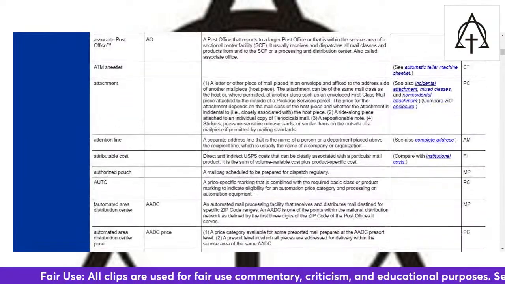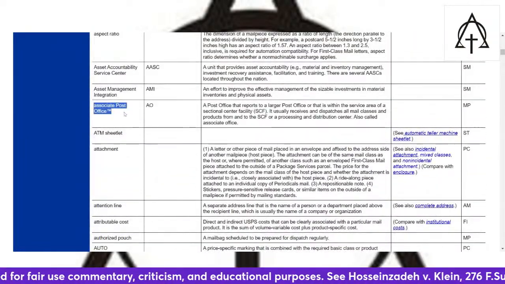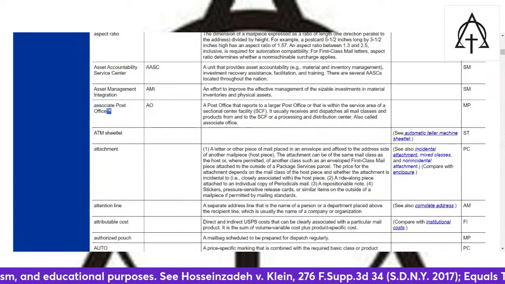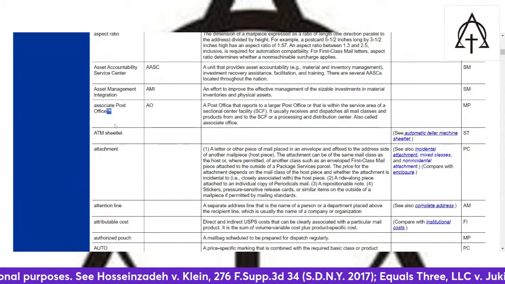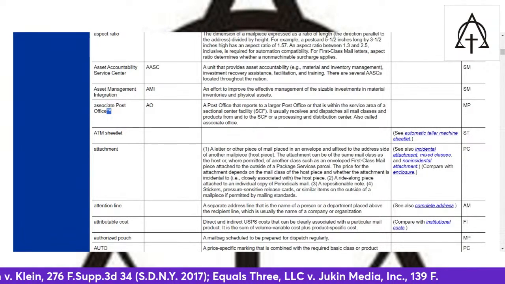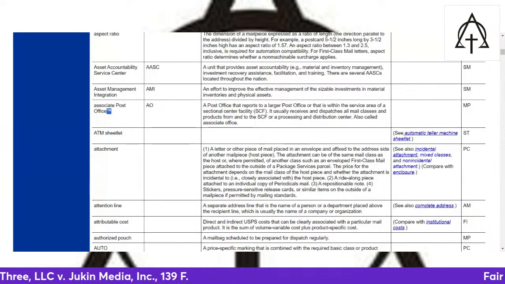I don't think there was much more here. Associate Post Office. Notice it's got a trademark. Okay, so there's a trademark holder and a registered agent that provides the services of the trademark holder for all the products and services created by that trademark holder.